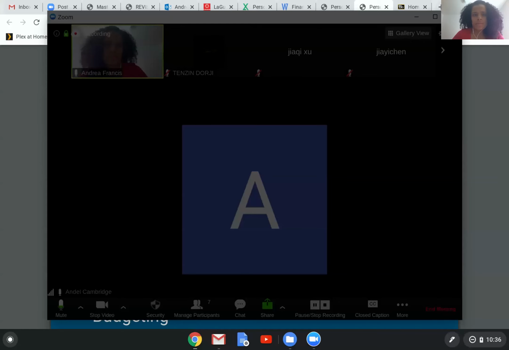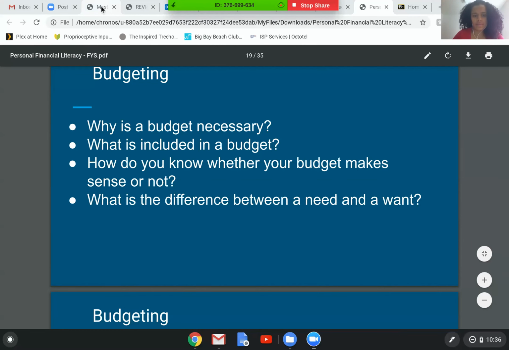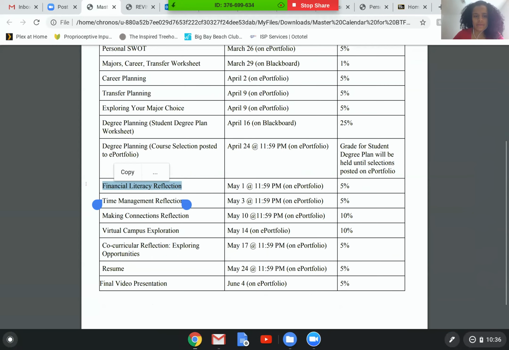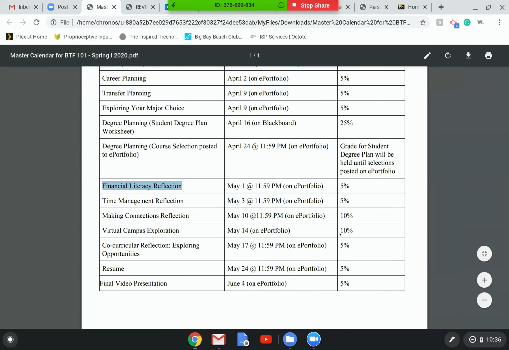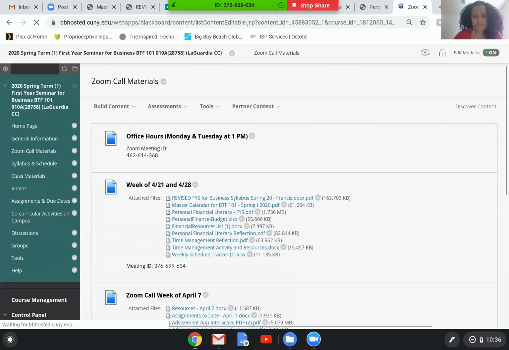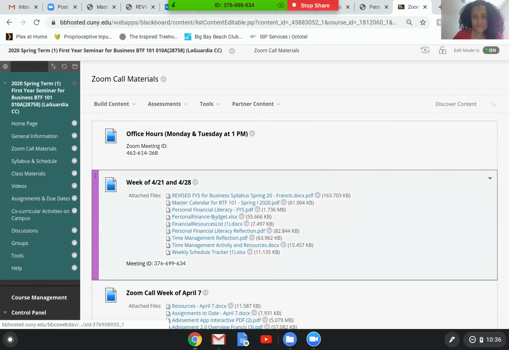Okay, so I'll share my screen and go to the master calendar, and maybe we can see from there. Are you talking about this financial literacy reflection? Yeah, that's it. Where can I find that paper? So if you go to the Zoom call materials, let me find, personal financial literacy reflection.